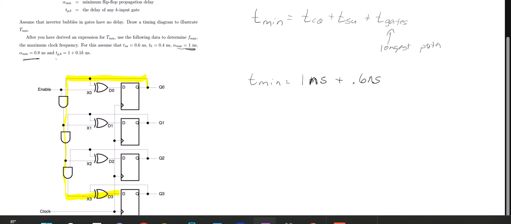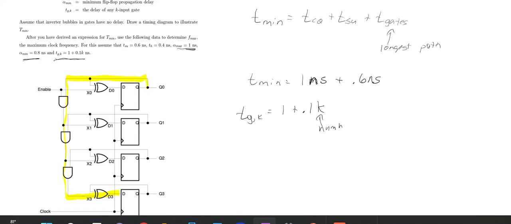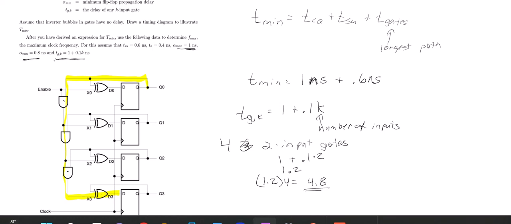Okay, and we have the time for a gate, TGK, is 1 plus 0.1 K, where K is the number of inputs. So on this path, I have 1, 2, 3 2 input gates. Nope, and this last one is also a 2 input gate, so I have 4 2 input gates. So one 2 input gate is 1 plus 0.1 times 2, or 1.2, but I have 4 of them, so that's 4.8. So that's the time to go through all my gates.